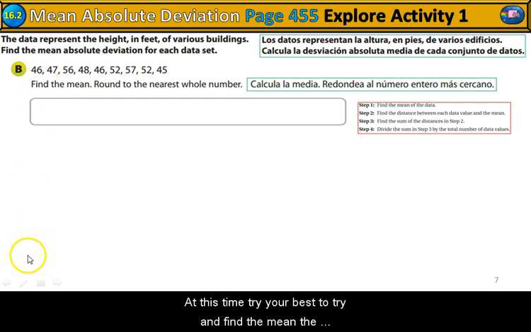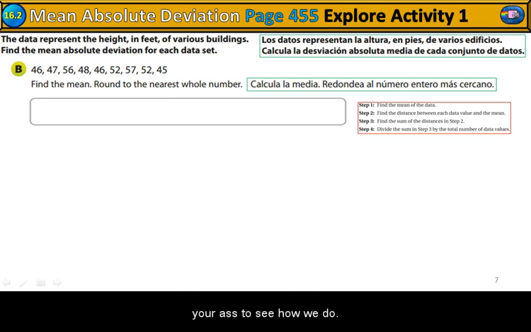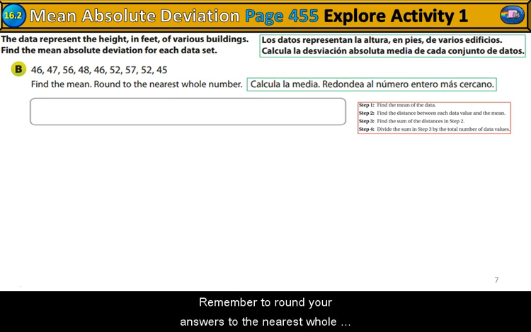At this time, try your best to find the mean, the differences from the mean, and then the mean of those differences. Pause the video now and resume to check your answers to see how we did. Remember to round your answers to the nearest whole number so we have whole numbers to work with. Try your best.